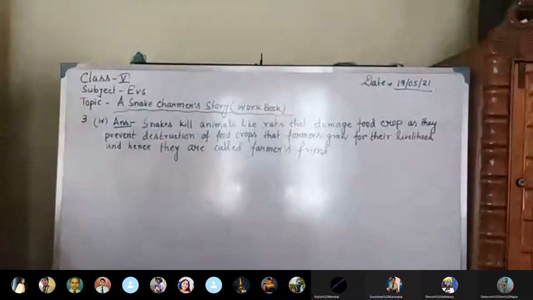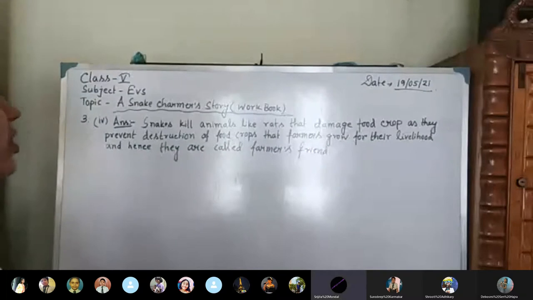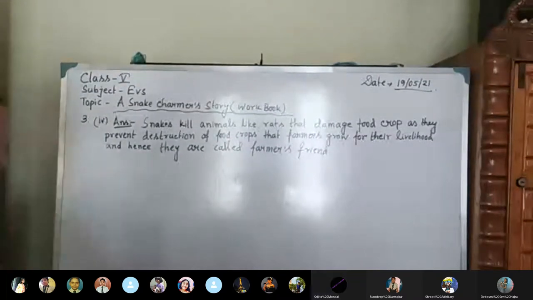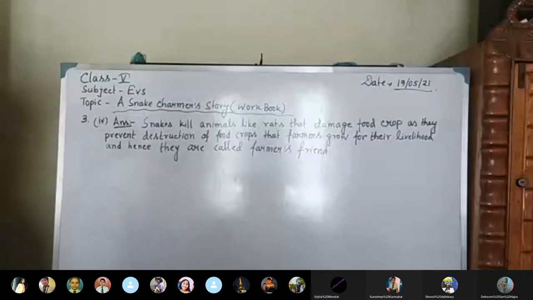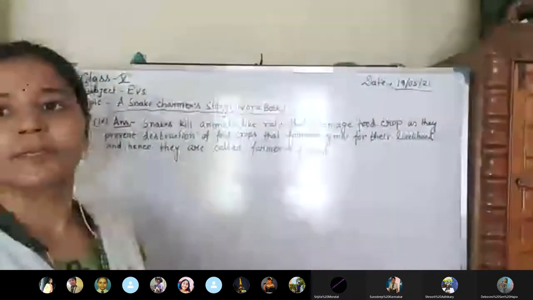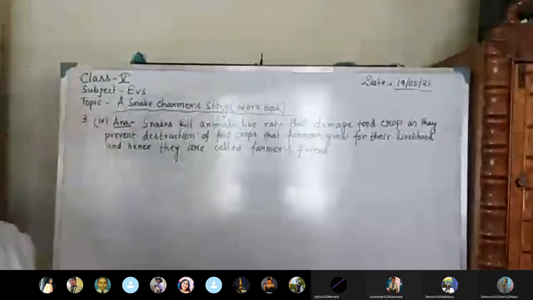Okay, you can note down the answer. Snakes kill animals like rats that damage crops, that farmers grow for their livelihood, and hence they are called farmer's friend. Note down this answer, all of you.